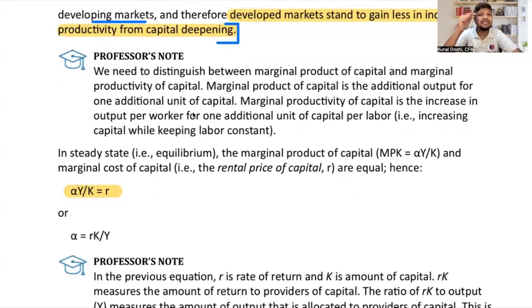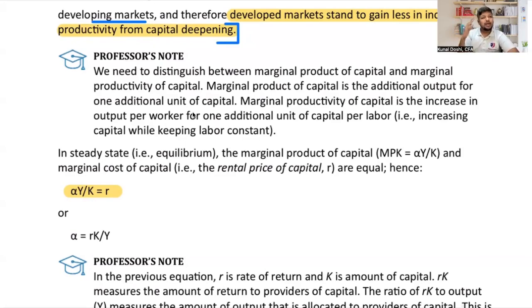But a developing economy still has not enough capital, so they can still grow with more capital. But a developed economy cannot put in more capital. They have already invested too much capital, so they won't grow by putting in more capital.